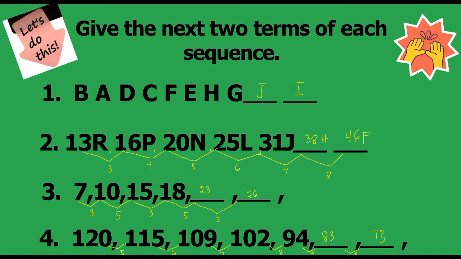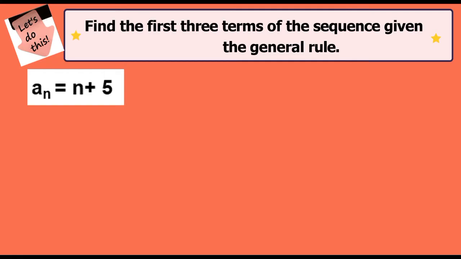So, ngayon, ang gagawin naman po natin ay paano natin kukunin yung first 3 terms of the sequence given the general rule. At ano po yung general rule? That is A sub n is equal to n plus 5. Okay? Kung kanina, ang given natin ay sequence. Binigay natin yung dalawang term niya. Ngayon naman po, gagawa tayo ng sequence gamit ang general rule. So, we are given A sub n is equal to n plus 5.